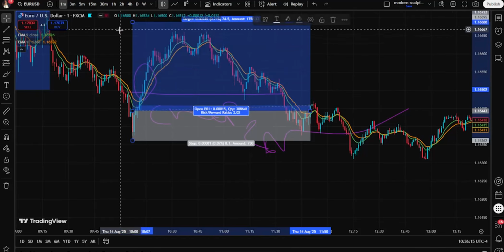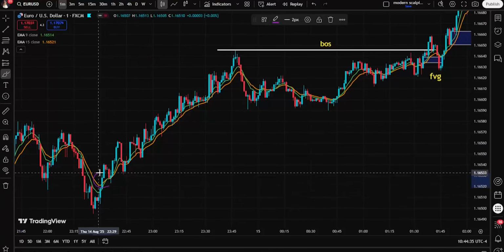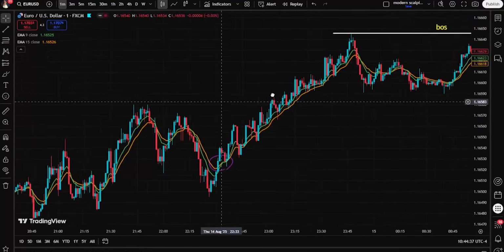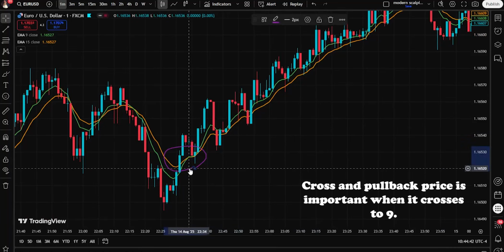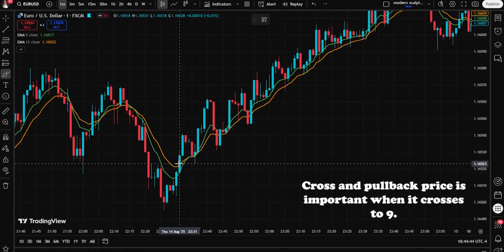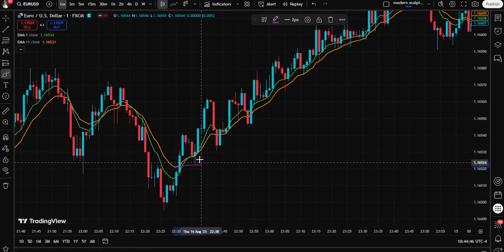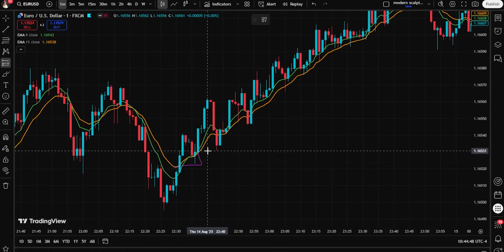For example, in an uptrend, EMA 9 above EMA 15. Price makes a pullback towards EMA 9. A candle closes near or above EMA 9. The next bullish candle closes. This is where the entry is made.